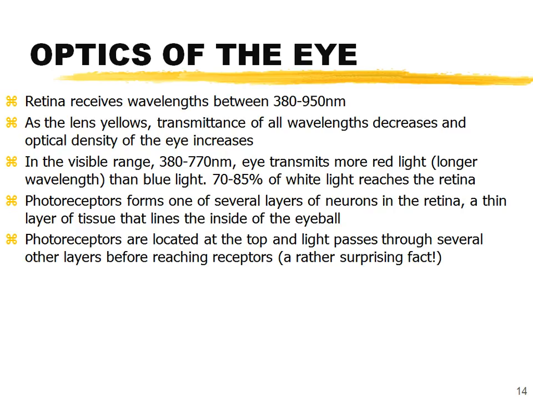Anyway, but the visible range that we typically care for is within the range of 380 to 770 nanometers. That's our typical transmittance range where we have pretty high transmittance. Your transmittance curve, by the way, is not flat. You don't send every wavelength of light equally through. So the transmittance curves of the lens and the cornea vary according to wavelengths. If we talk about white light, about 70 to 85% of white light normally is transmitted through to the retina. So what is white light?